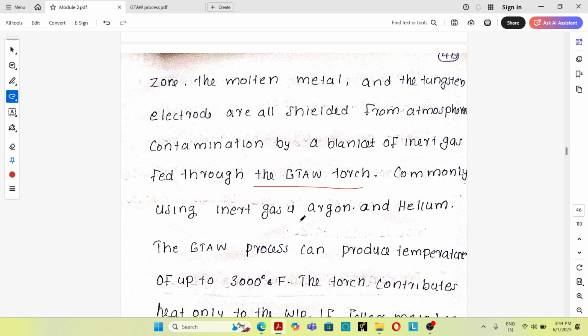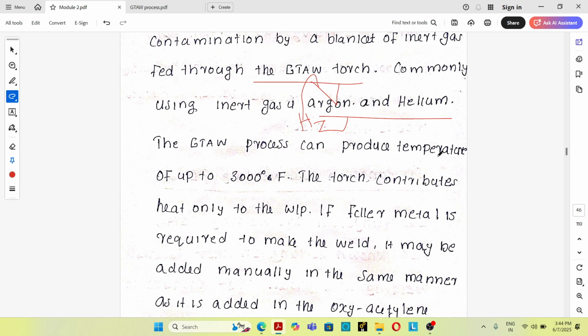The commonly used inert gases are argon and helium, and hydrogen is sometimes also added in order to increase the travel speed. Hydrogen gas is added with the argon and helium in order to increase the travel speed. The GTAW process produces a temperature of 3000 Fahrenheit.